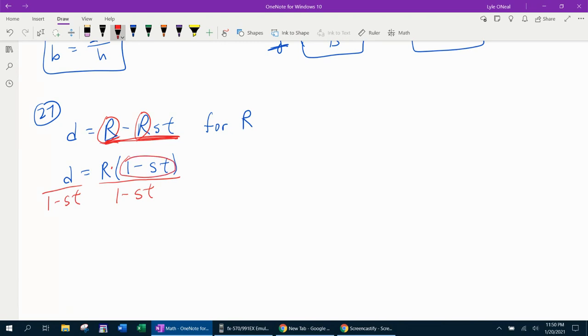Factors are things that are multiplied, and I can divide by common factors. So the 1 minus ST's will cancel. That'll leave the R by itself. And the answer is R equals D divided by 1 minus ST. And that is where we stop because now we have the R by itself.